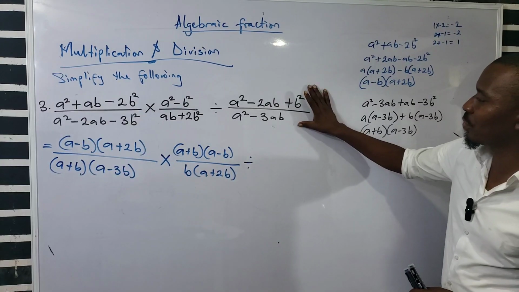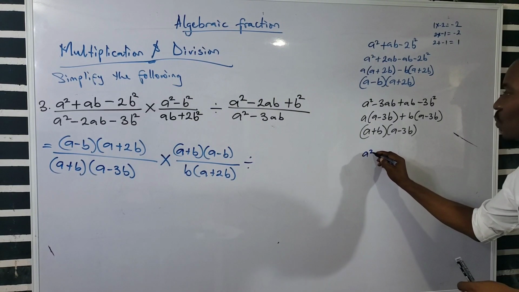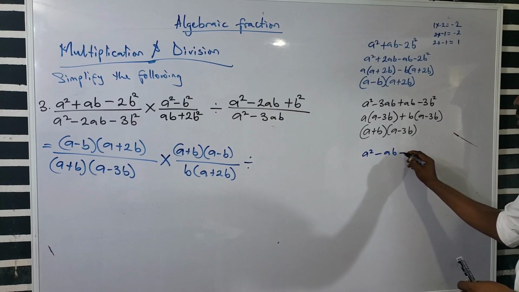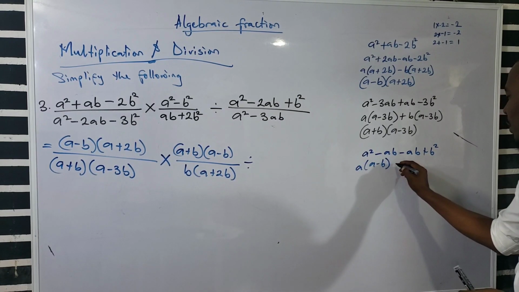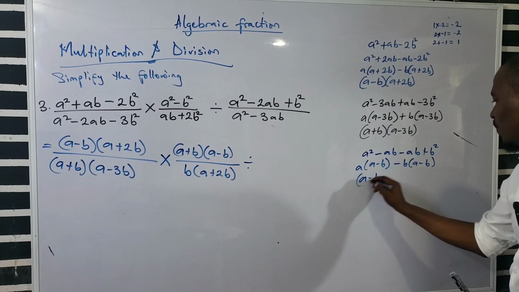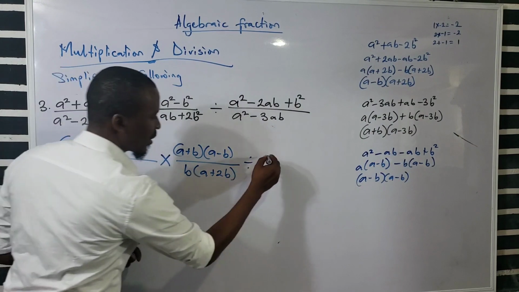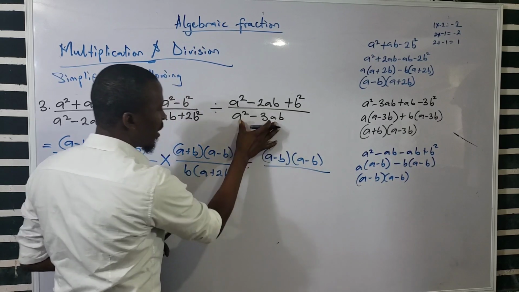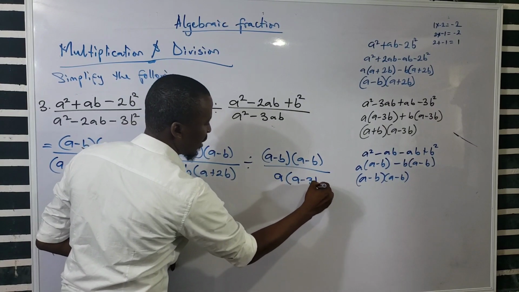Going to factorize this one, the numerator, let's take care of that. That will give us a square minus ab minus ab plus b square. So that will give us a into a minus b minus b into a minus b. That will give us a minus b into a minus b. So let's come back here. So that will give us a minus b into a minus b all over what we have here. a is common, so you bring a out, so you have a minus 3b.